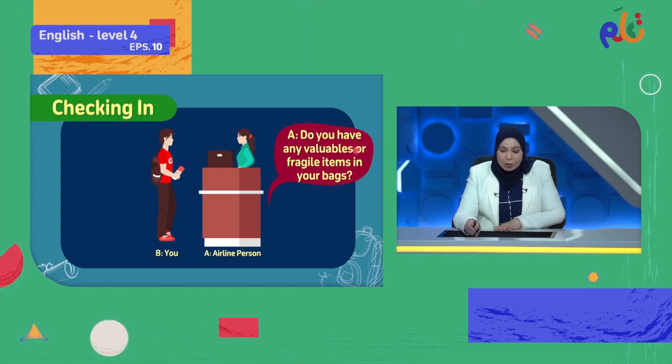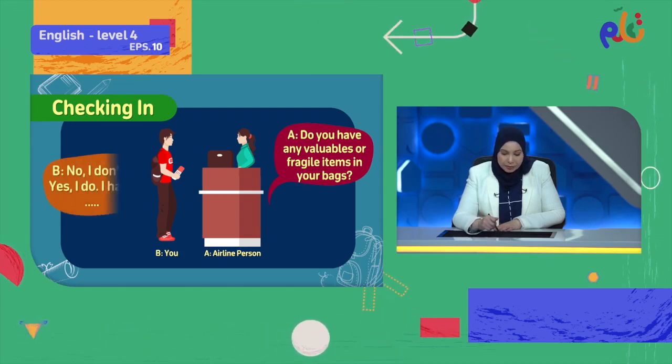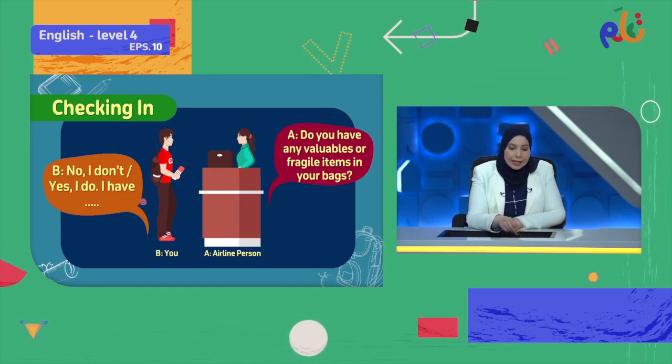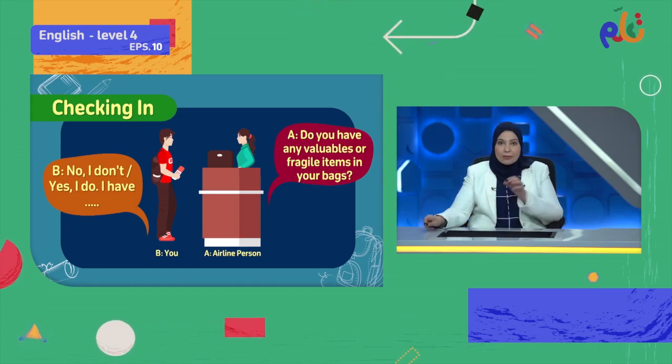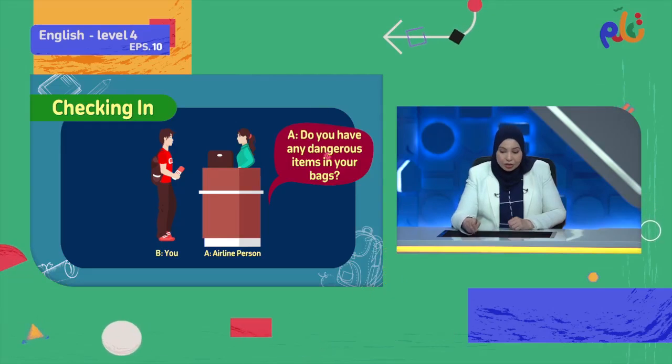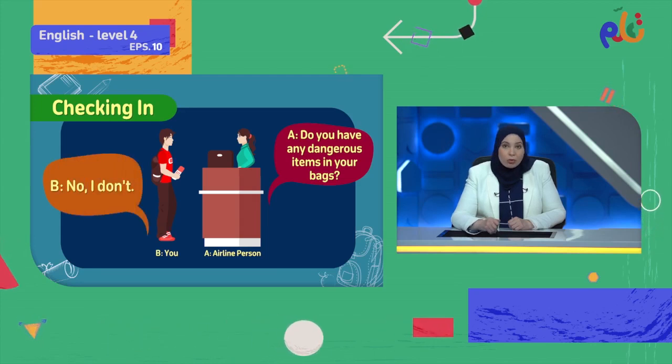Do you have any valuable or fragile items in your bag? No, I don't. Or if you do, you can say, yes, I do have, and then you say what you have. So you can say, yes, I do have a mobile inside, or yes, I do have a laptop inside. So this is to state that you have something valuable or fragile that might be broken or stolen. So they make sure that it is safe. And do you have any dangerous items in your bags? No, I don't.